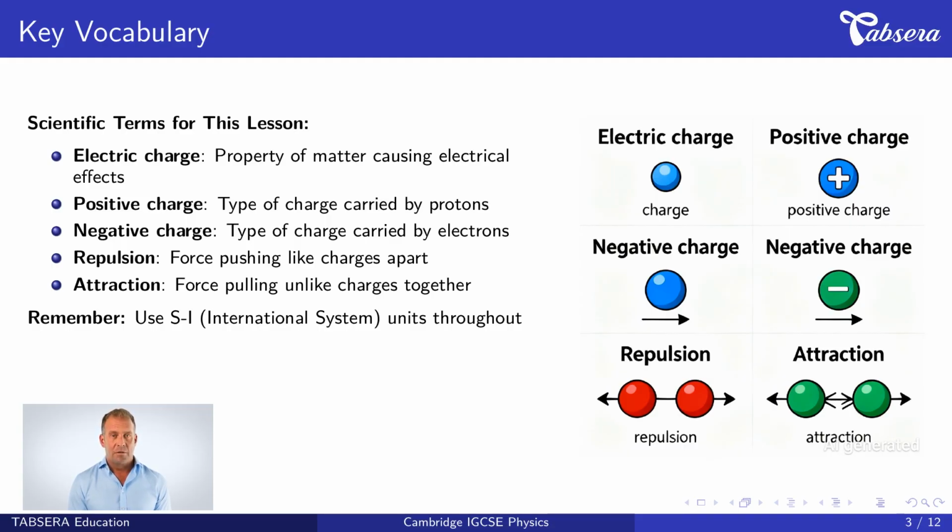Fourth, repulsion, which means the force that pushes like charges apart from each other. Fifth, attraction, which means the force that pulls unlike charges toward each other. Understanding these terms precisely is crucial for physics success.